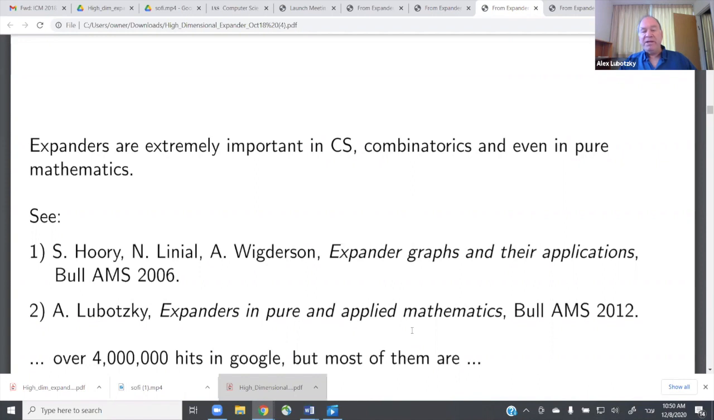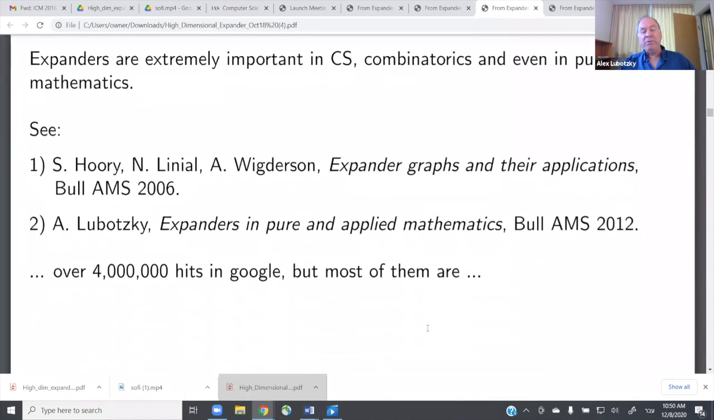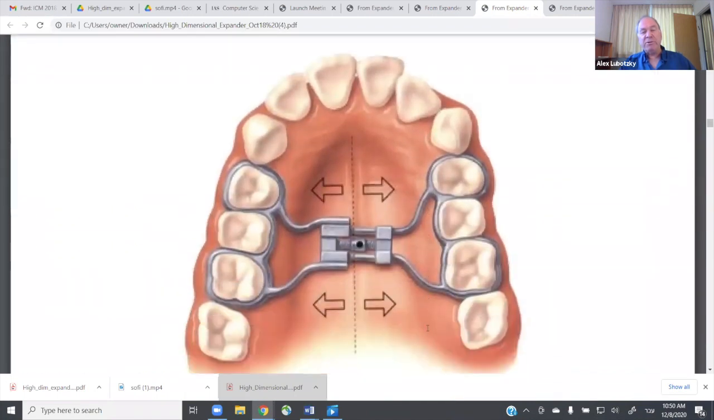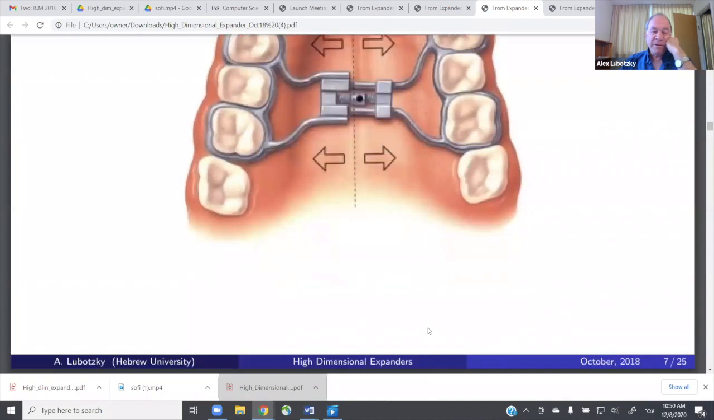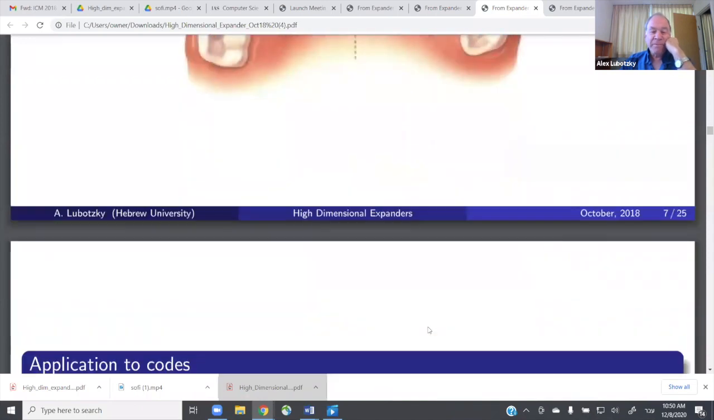So anyway, these days, expanders are all over the place. If you write expanders in Google, then you get 4 million mentions of them, but don't get so excited, because most of them talk about this type of expanders. And this should give us at least a little bit of modesty to understand our importance for society, because I think more people are interested in this type of expanders rather than other types of expanders.